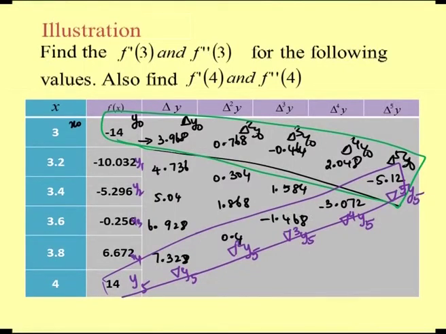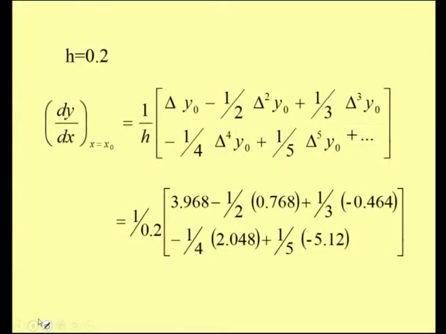3.968 is del y naught, and 0.768 is del square y naught, and minus 0.464 is del cube, similarly like that, del power 4 and del power 5. Okay. According to the formula here, h is equal to 0.2. So, dy by dx at x is equal to x naught, that is at u is equal to 0, 1 by h del y naught. This is the formula, and we directly substitute the values.